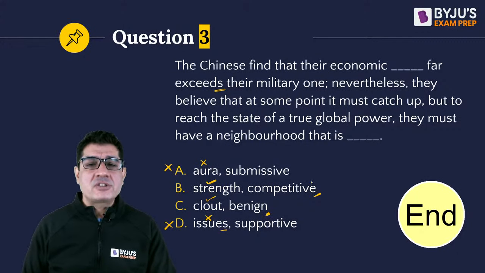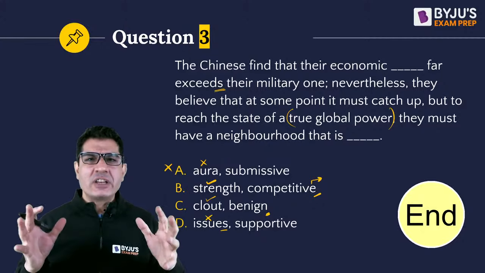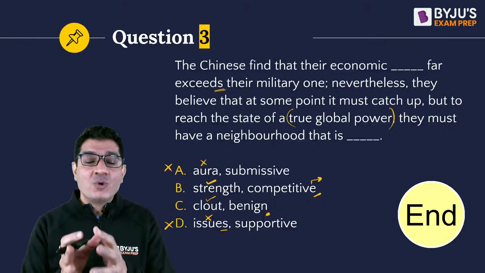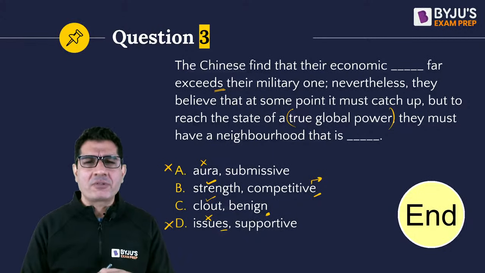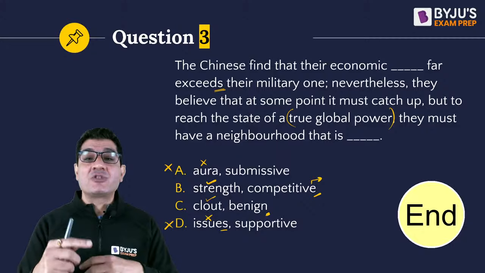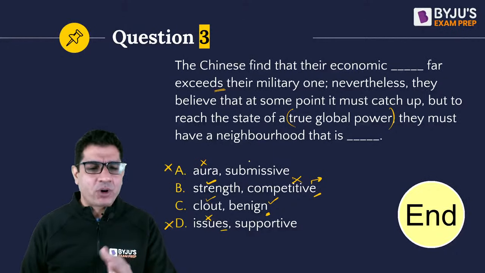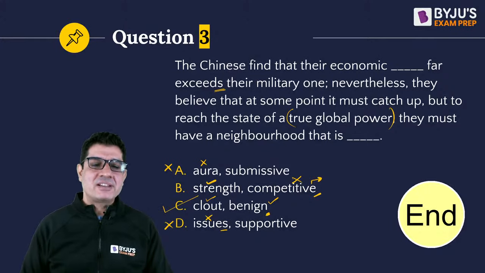Now, if your neighborhood is competitive, will it help you in being a true global power? If your neighborhood is competitive, a lot of your energy, a lot of your resources are going to go towards dealing with those competitive neighbors. So if you want to become truly powerful, it is better to have a neighborhood that does not pose any challenges for you. And that is why I'd say that we should eliminate competitive and choose benign. Benign is kind, favorable, supportive, and thus on the whole, we should opt for C as our answer.